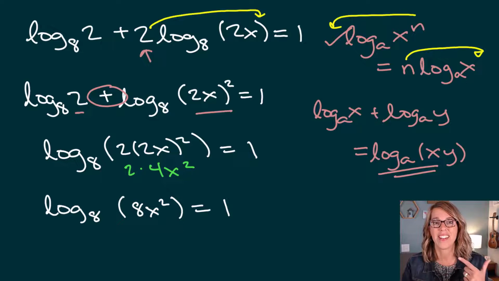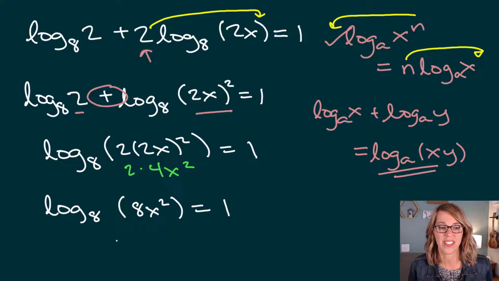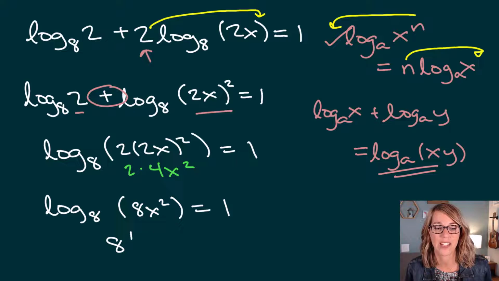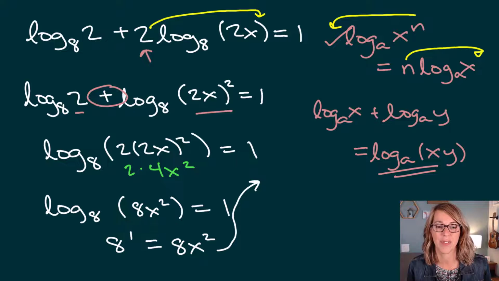Now I can rewrite this using the definition of a logarithm. 8 is my base, so I'm going to write this as 8 to the 1 is my power, so 8 to the 1 is equal to what we've got inside, 8x squared. As I continue to solve this, let's move it over here. Let's divide everybody by an 8.